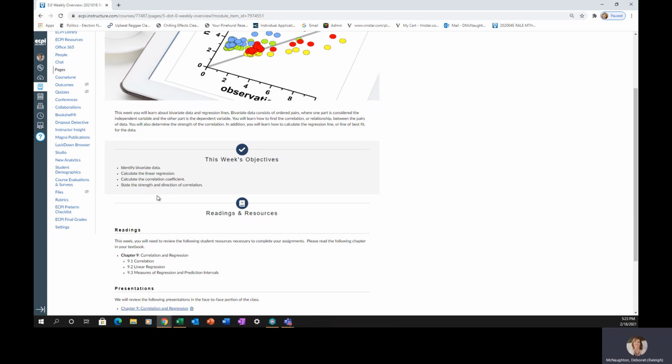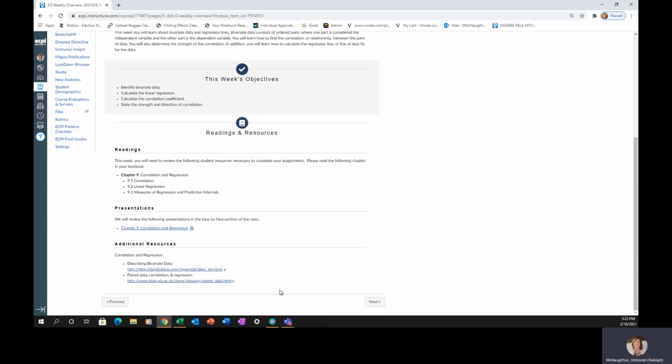So this week is from chapter 9 of your textbook, which is called Correlation and Regression. And section 9.1 is about correlation. In 9.2, we learn how to calculate the linear regression. And 9.3 covers measures of regression and prediction intervals. So that's what we'll be covering in chapter 9. So let's go ahead and get started.